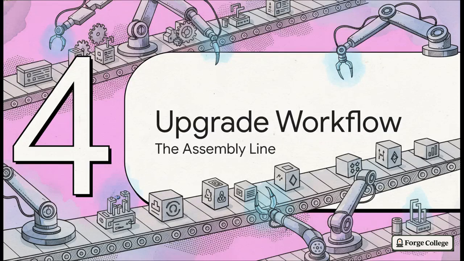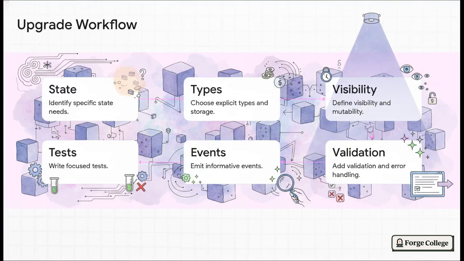And finally, Section 4, the Upgrade Workflow. Let's look at the assembly line. I want you to think of this next part as our assembly line. It's an actionable, step-by-step checklist to safely upgrade and extend our baseline contract. Step 1, identify your specific state needs. Step 2, choose explicit types in storage because remember, writes are expensive. Step 3, define your visibility and mutability rules right at the function signature. Step 4, add validation and error handling before any state changes occur. Step 5, emit informative events so off-chain apps know what happened. And Step 6, write focused tests. Memorizing this exact progression will massively lower your cognitive load.